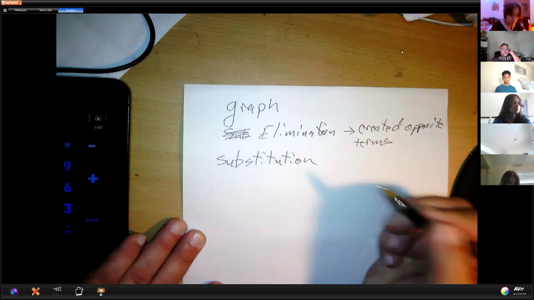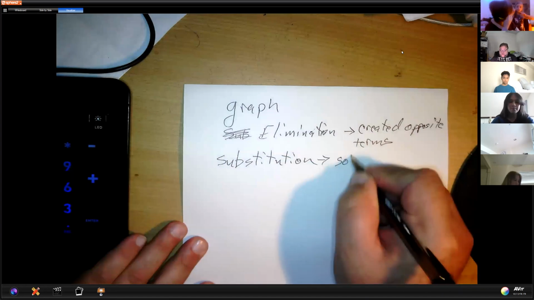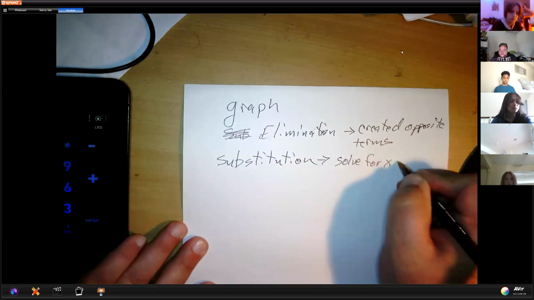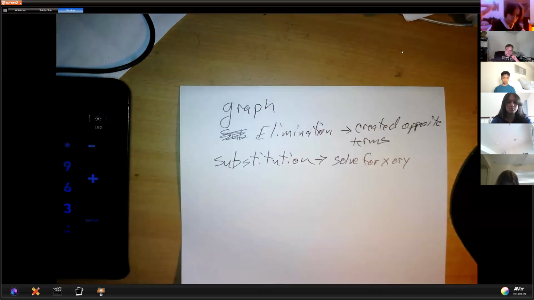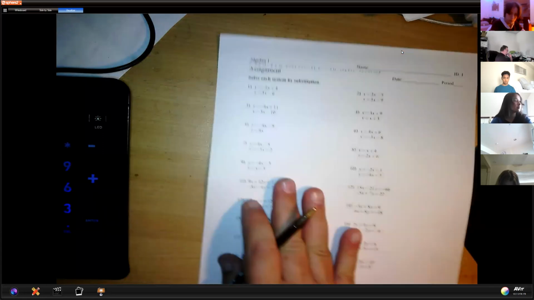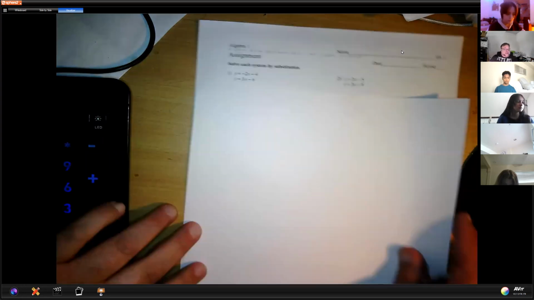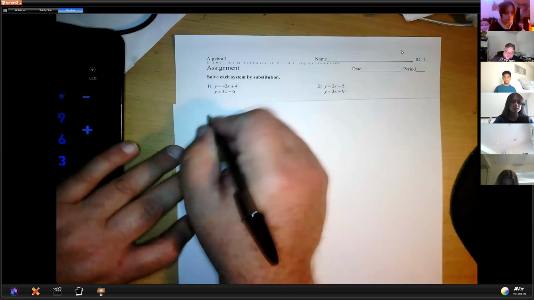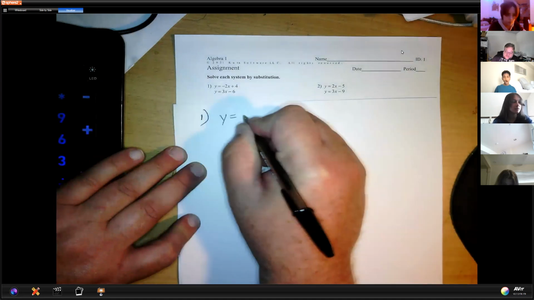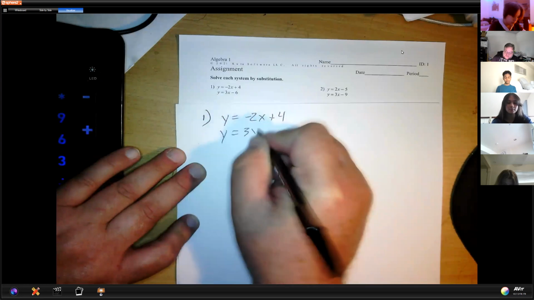Now, substitution, the idea behind that is to solve for one variable. So we're going to solve for X or Y, and then we're going to plug that value in. So watch how this works, okay? Let me get a piece of paper, since we all know I can't write within small areas and have it even be remotely legible. So let's look at number one here. We have y equals negative 2x plus 4 and y equals 3x minus 6.